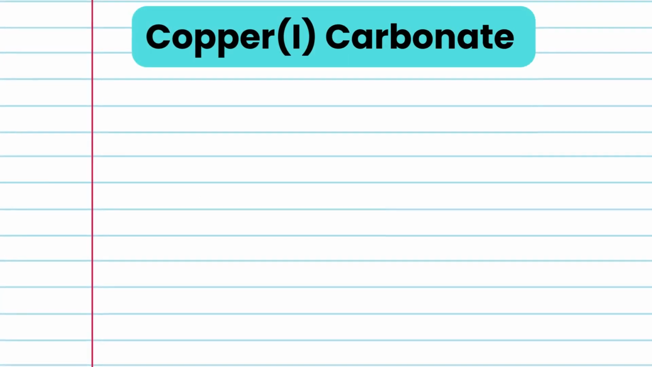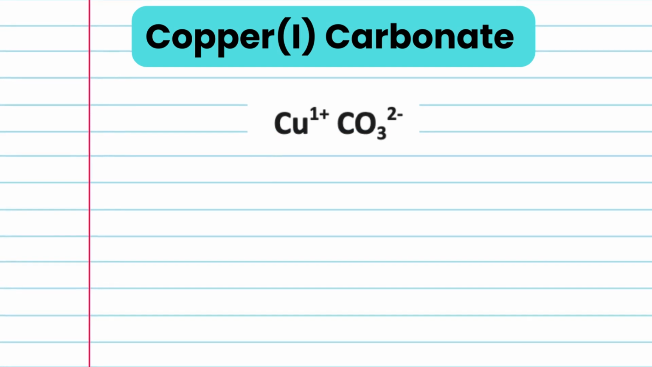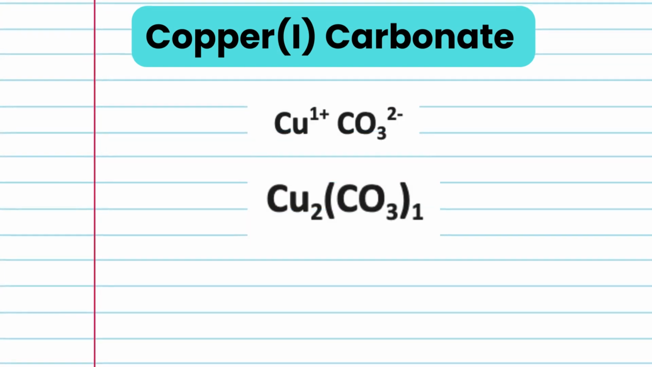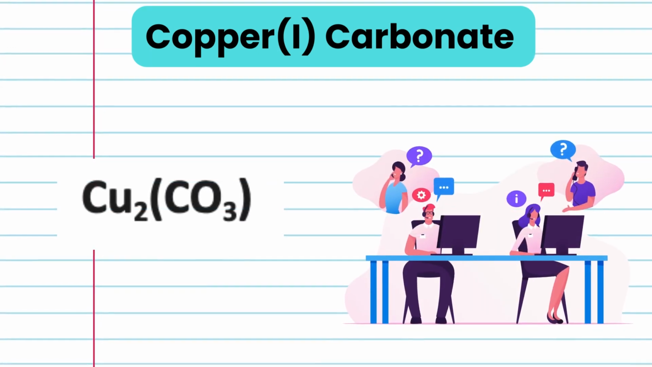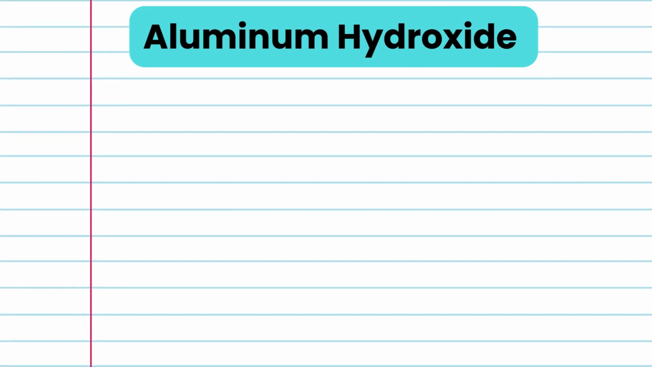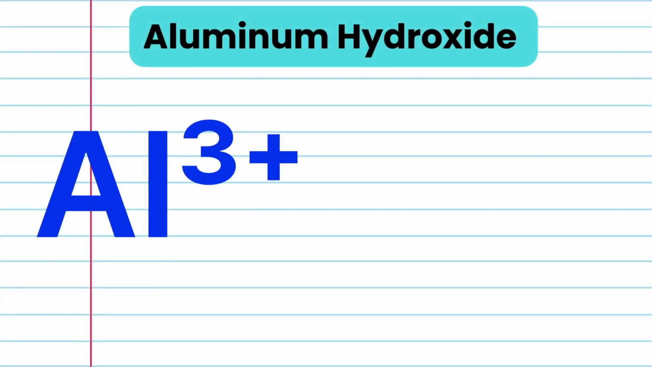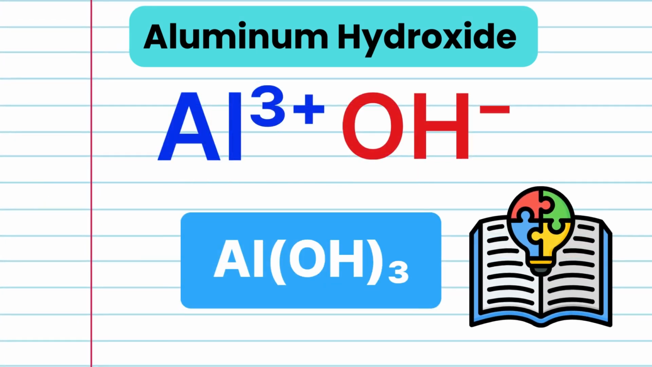Question 5. Copper 1 carbonate. Copper is 1 plus, CO3 is 2 minus. Criss cross, we get Cu2, CO3 1. So the final formula is Cu2CO3. Question 6. Aluminum hydroxide. Aluminum is 3 plus, hydroxide is 1 minus. Criss cross, we get Al(OH)3.